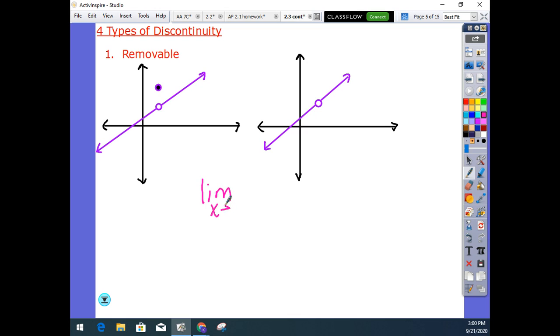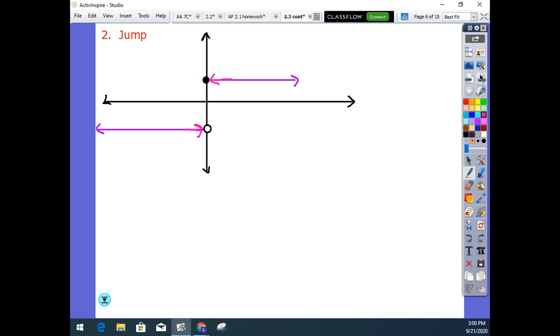The limit as x approaches, let me just say c, exists, but it does not equal the y value at c. So the limit exists, but it doesn't equal the y value. In a jump, the limit as x approaches c from the left does not equal the limit as x approaches c from the right. So basically, the limit does not exist in a jump discontinuity.